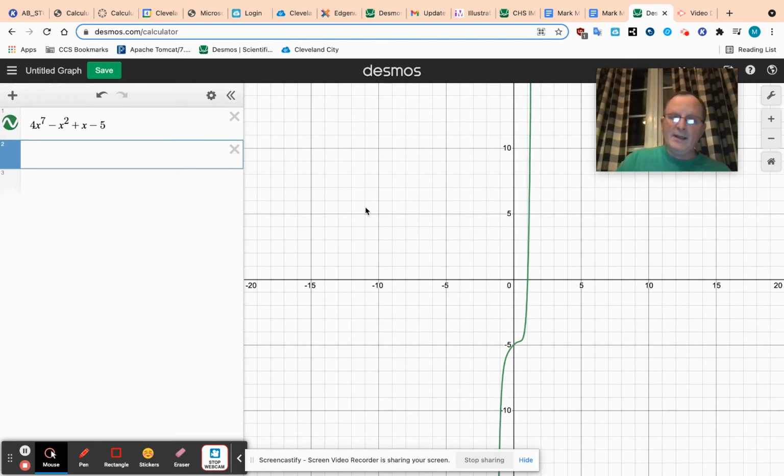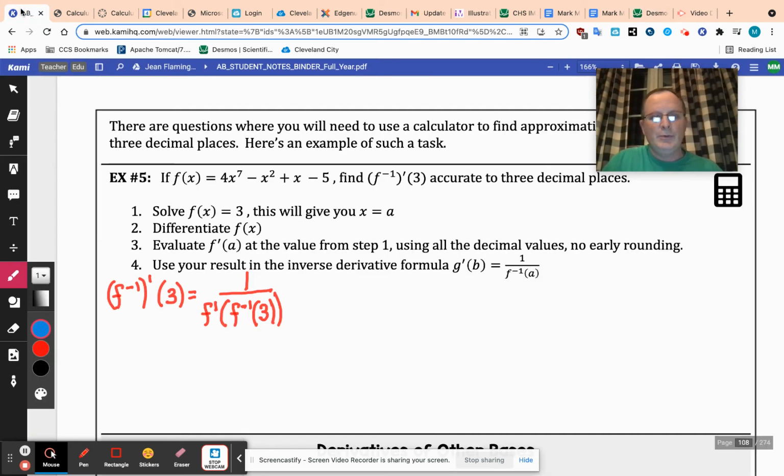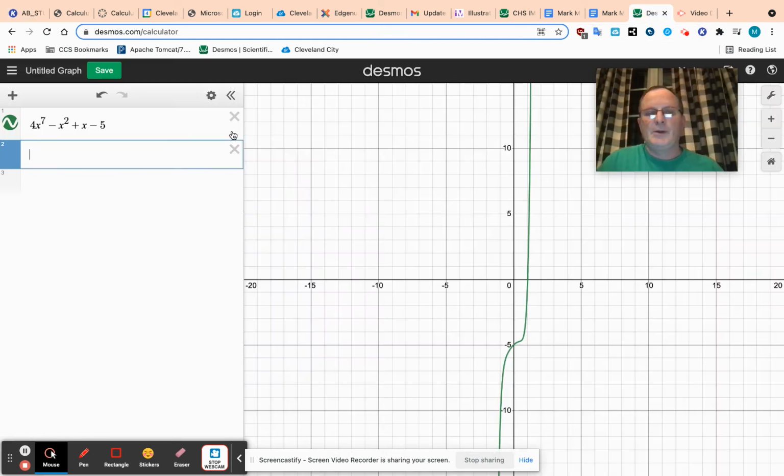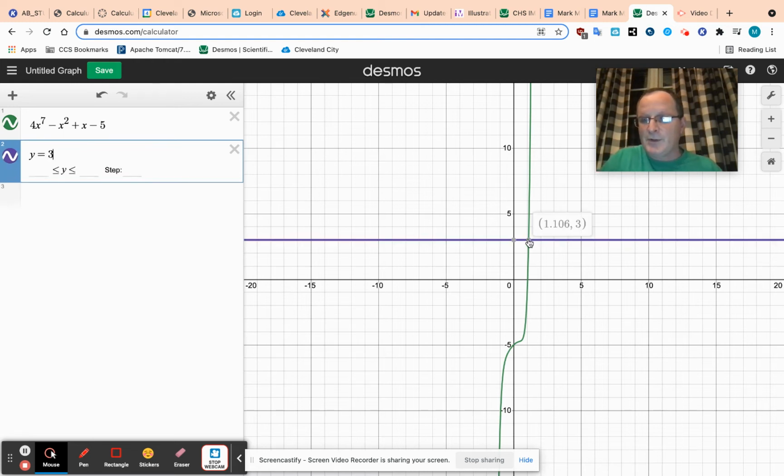Okay, and so what I'm trying to do then is find out if that whole equation is equal to 3, what is the y value? That's what that's saying. So what is the x value if y is 3? That's what inverse is asking. All right, so the easy way to do that is to say y equals 3 and then go search for this intersection. It did say 3 decimal places, and that's exactly what Desmos does.